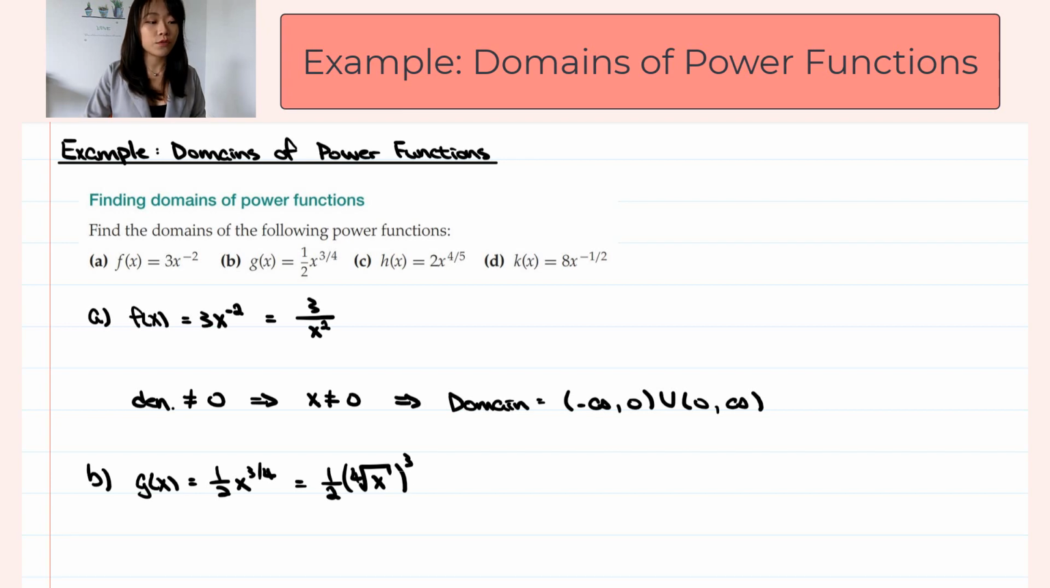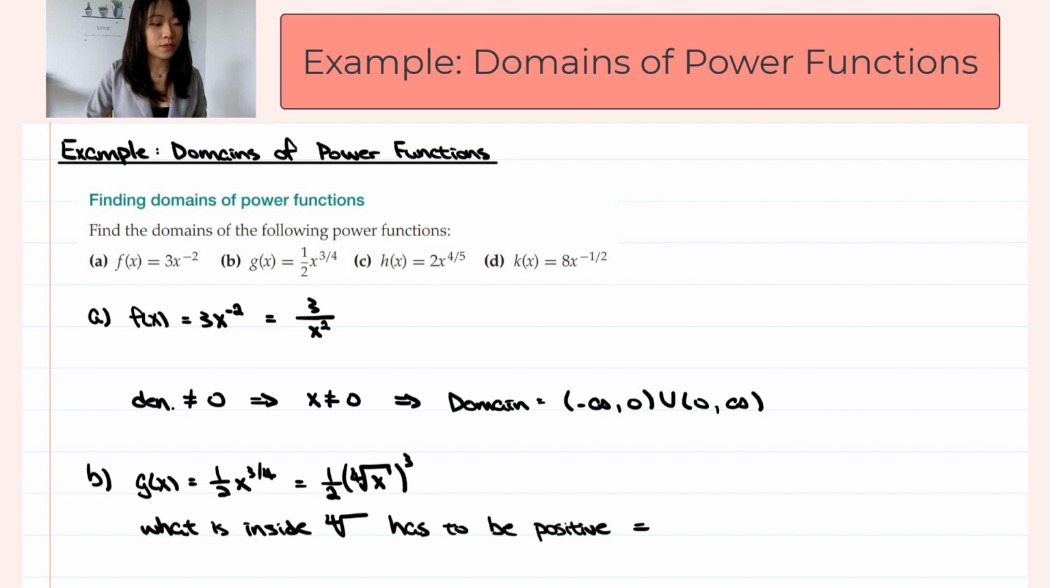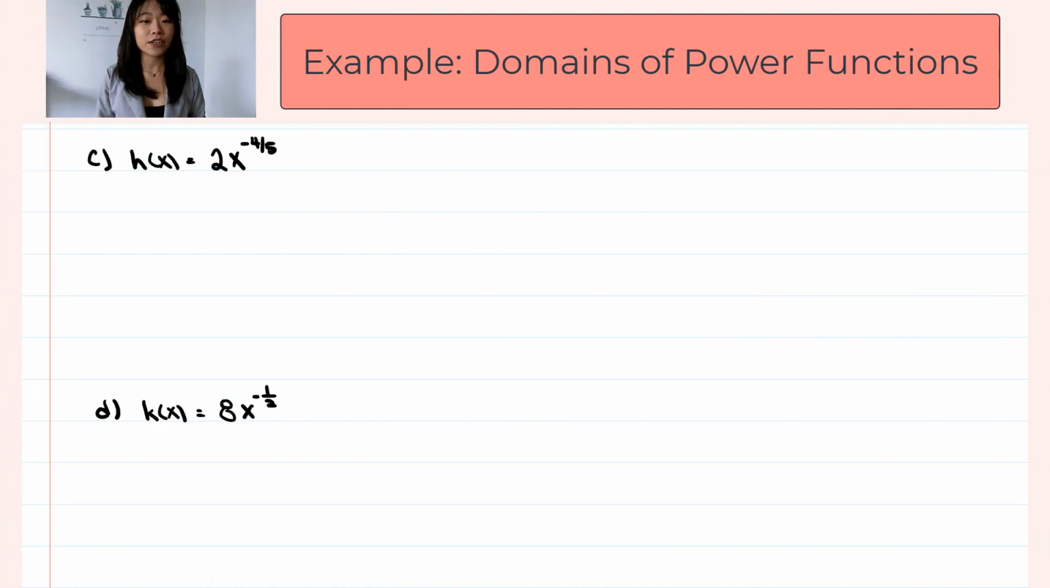Here I have a fourth root. So what's inside the root has to be non-negative, which means x has to be greater than or equal to 0. Then using interval notation again, the domain of g of x is from 0 inclusive to infinity. The next function, h of x. h of x equals 2 times x to the power of negative 4 over 5.